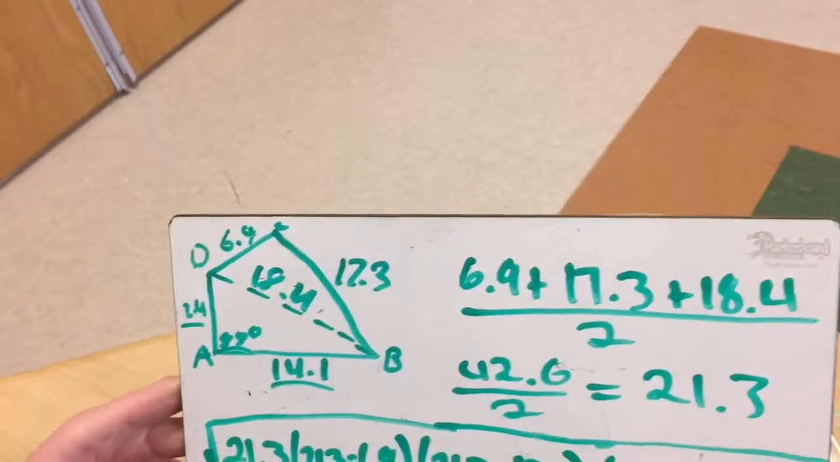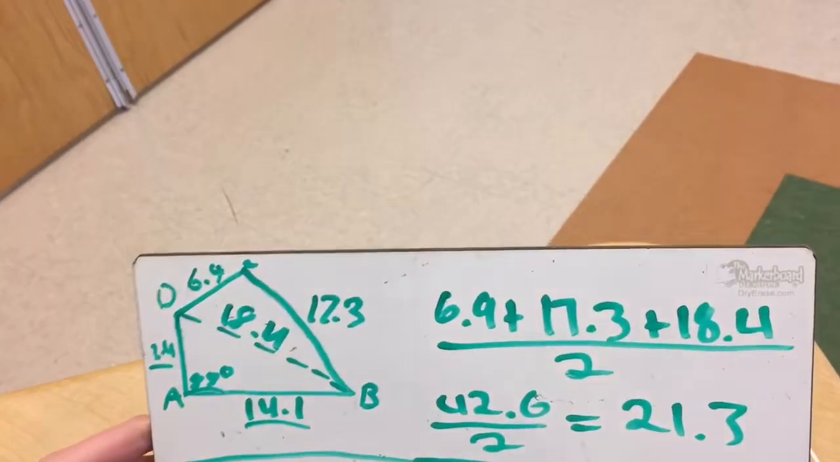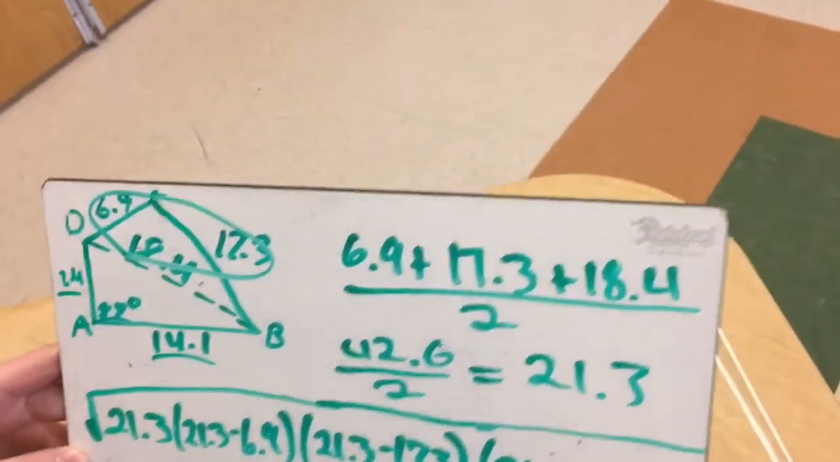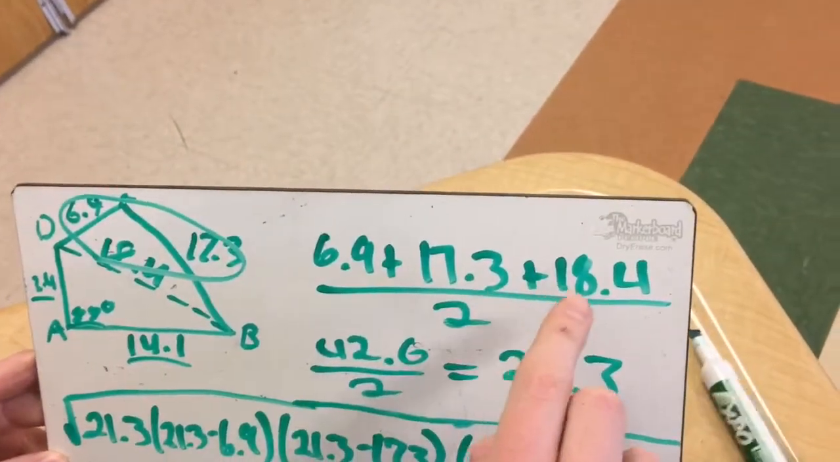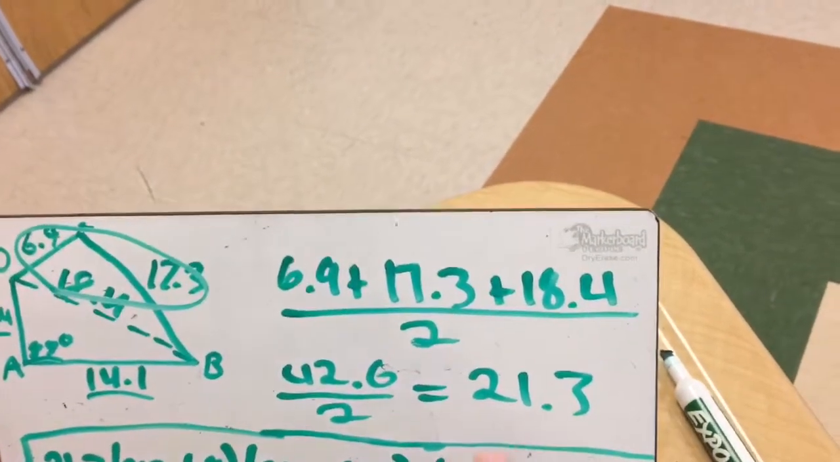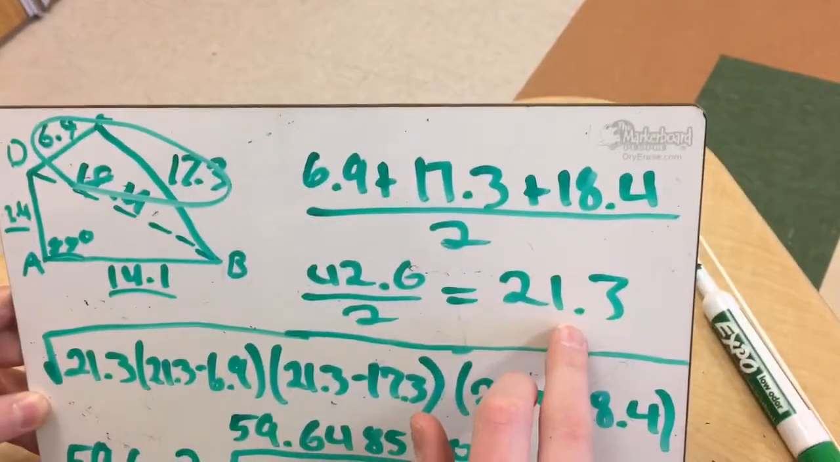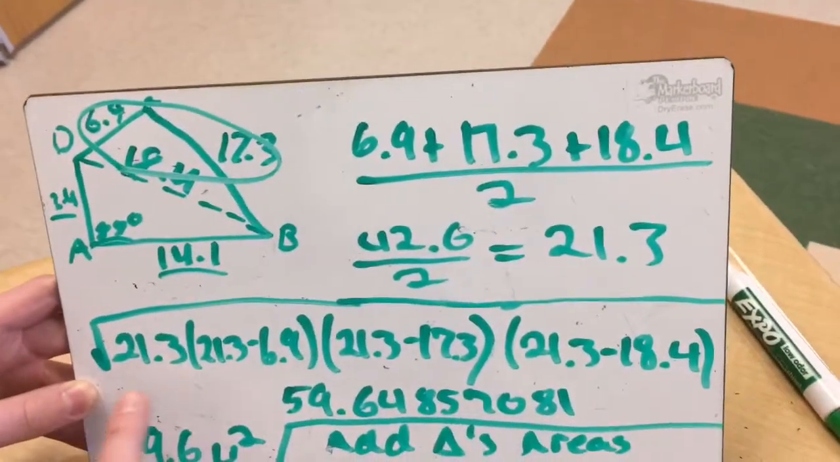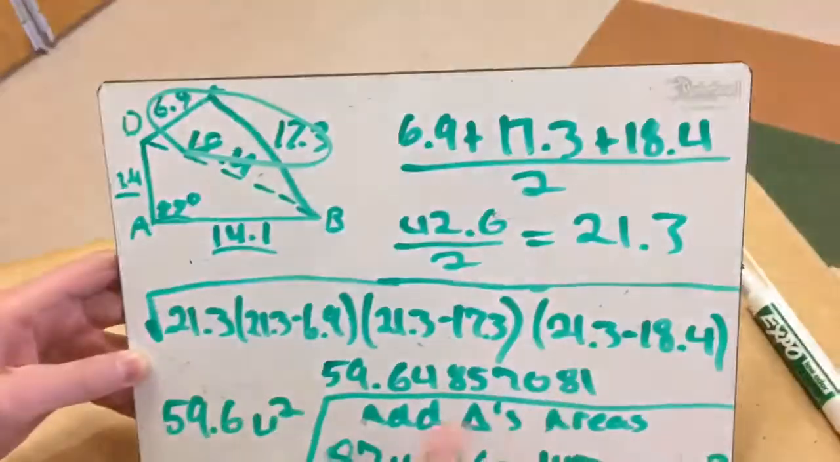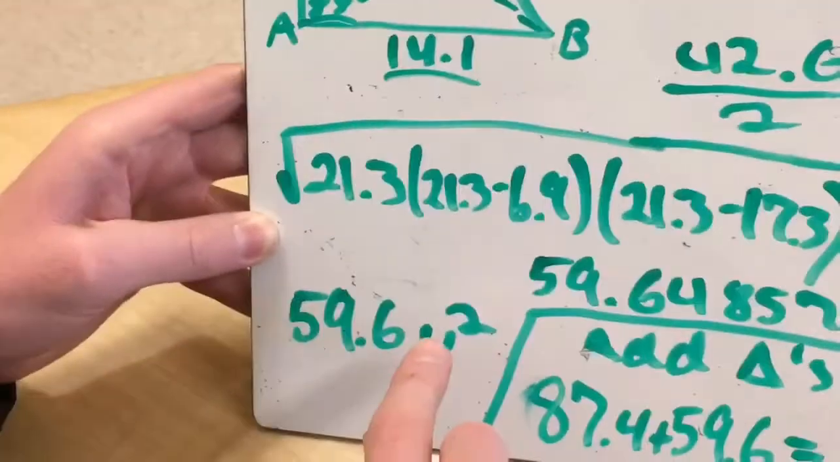All right, so for the final step, you're going to be doing what you have been doing. You're going to be finding the area of this triangle right here. So we're going to add up A, B, and C, which is going to equal 42.6 over 2, which is going to simplify to 21.3. You're going to plug 21.3 into your standard Heron's formula equation, and you're going to get this big number, which rounds to 59.6 units squared.